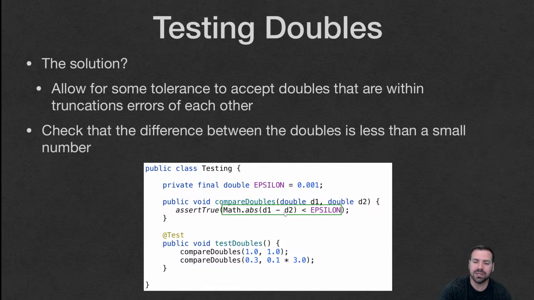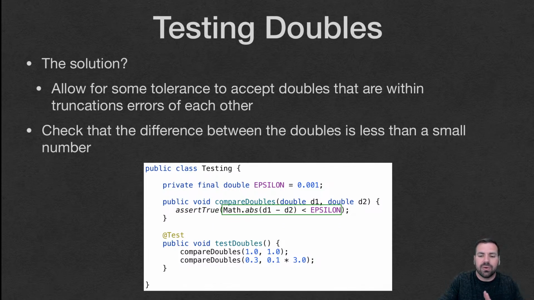If D1's larger, this is going to be positive. If D2's larger, this is going to be negative. But I'm only concerned with the magnitude of the difference. So I'm going to take the absolute value of the difference. That gives me the magnitude of the difference. I'm going to make sure the magnitude of the difference between these two doubles is less than epsilon. If it is, those doubles are equal to each other according to my test. They're close enough to each other that I'm going to say, yeah, they're equal.